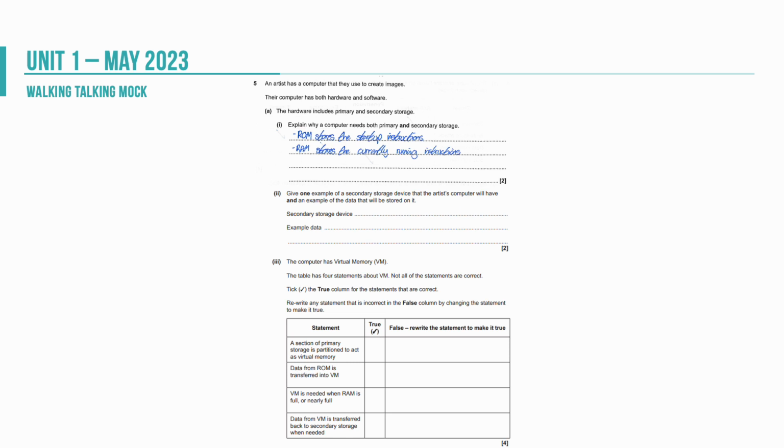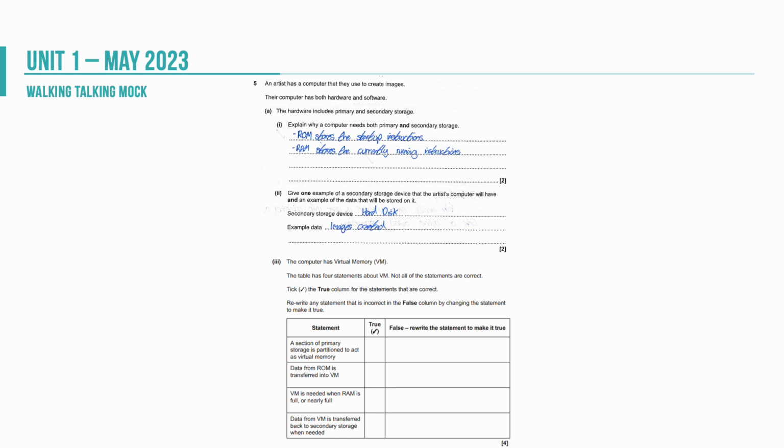We're asked to give an example of secondary storage devices that the artist's computer might have, and one example of the things they might store. I think this is a really mean question because the mark scheme specifically says they're looking for a type of secondary storage, not a category. So if you said magnetic, you wouldn't get the mark. That's the opposite to the way they usually ask this question. They usually don't want you to say hard drive, and they do want magnetic. But for this, it's asking for one example of secondary storage, so a specific type.